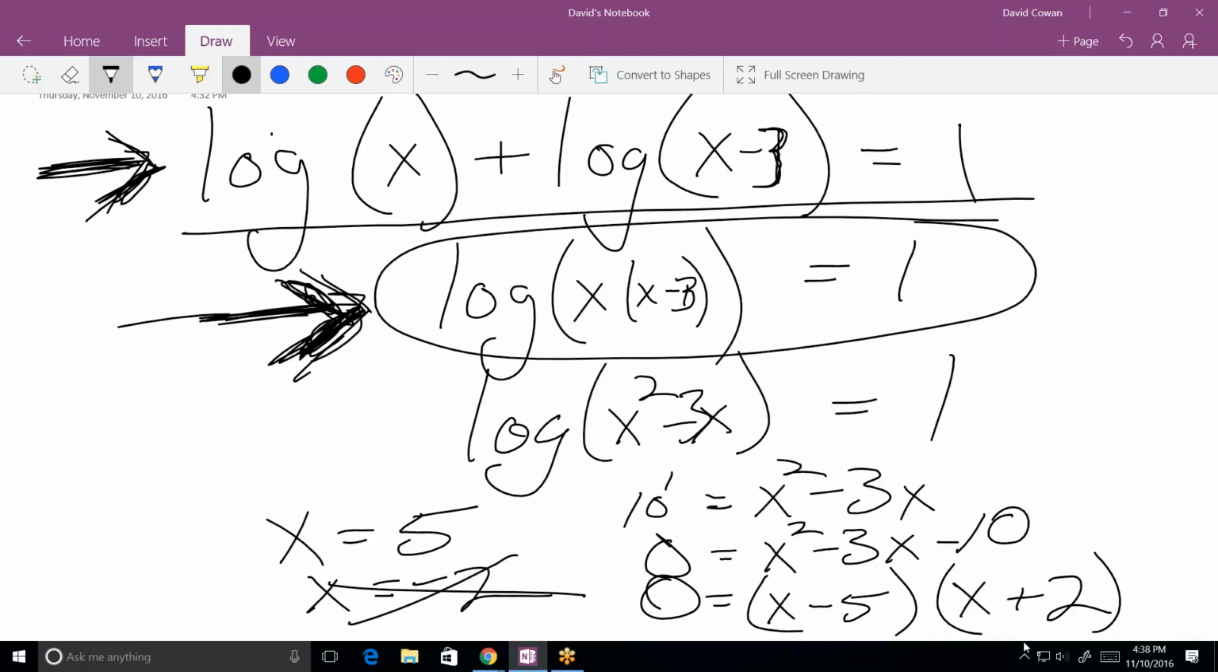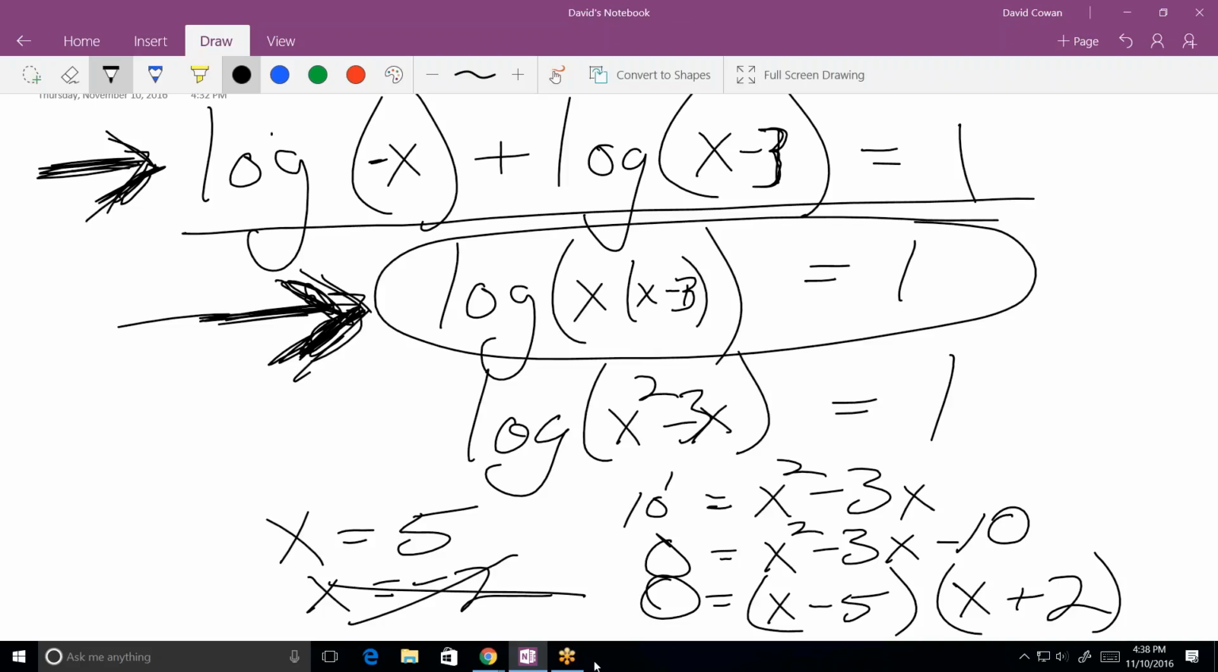Furthermore, logs almost always have one of the solutions violate the domain. So this isn't something that happens just every now and then. Almost always, because if you have two logs, it turns into one quadratic. Quadratics always produce two solutions, and one of those solutions is usually negative, and the negative solution won't always violate this domain, but it will a lot of times. In other words, if I had a negative x in front of that, now it doesn't violate it, but the 5 does.